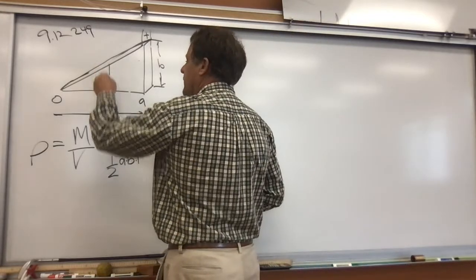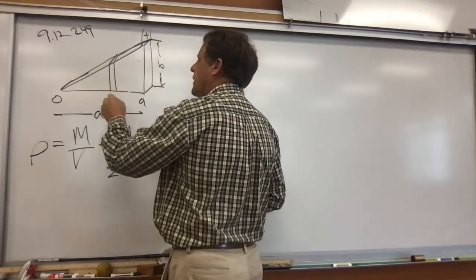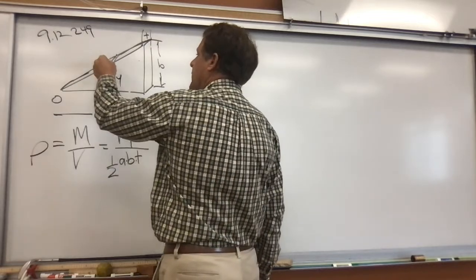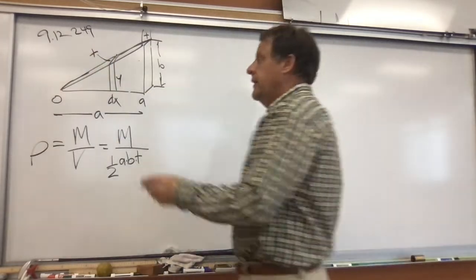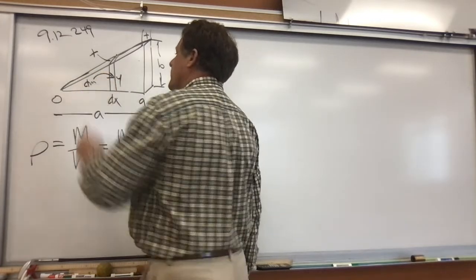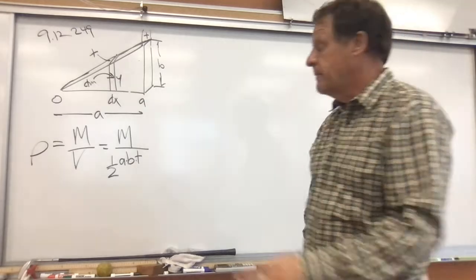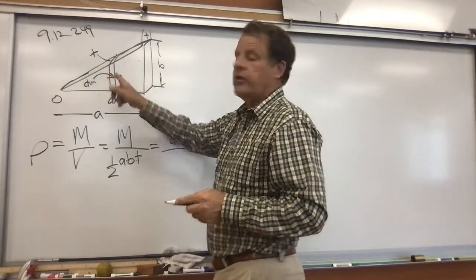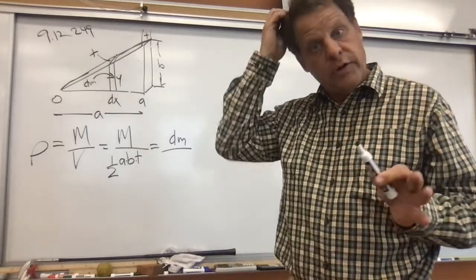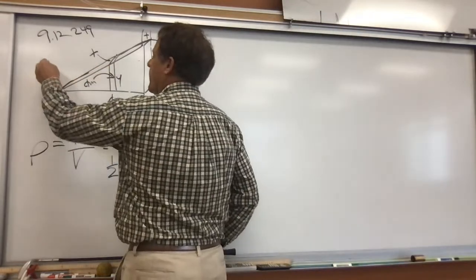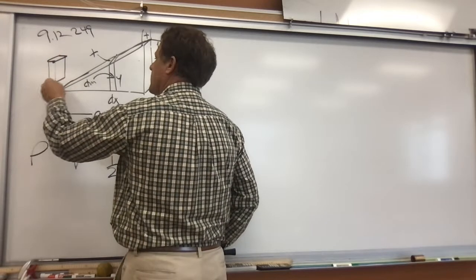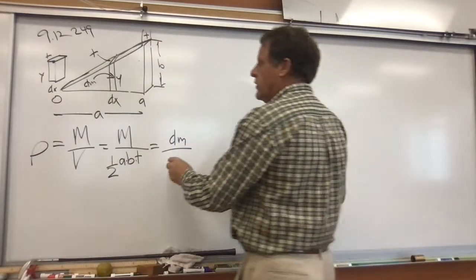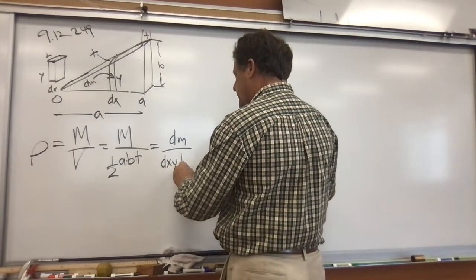Now, the other thing we have is we're going to take a little strip out of this, and it is going to have a width of dx, a height of y, and a thickness of t, and it is going to have a mass of dm. So when we talk about density here, we can say dm is equal to, now remember, this little slice here is not a triangular prism, it's a rectangular prism. So if we pull this out, we get something like this. This is going to be dx and y, and then this would be the thickness. So this is going to be dx times y times thickness.